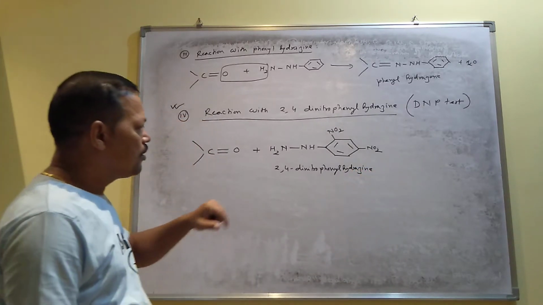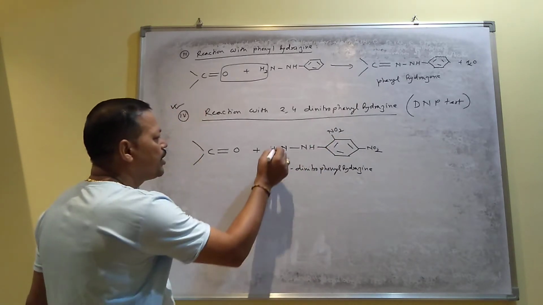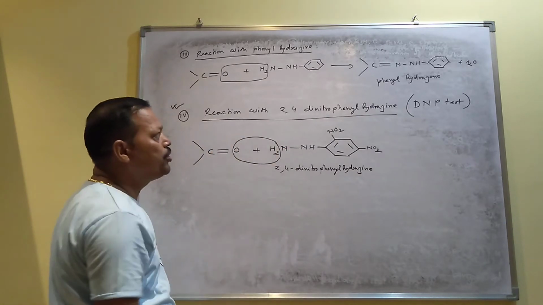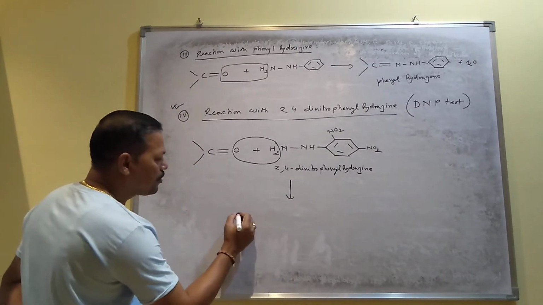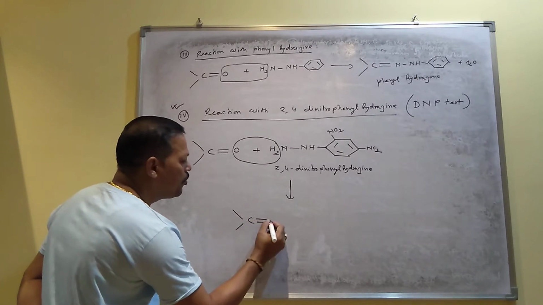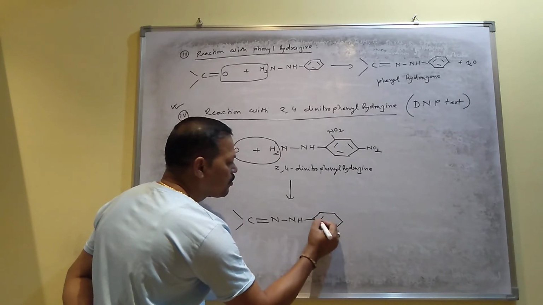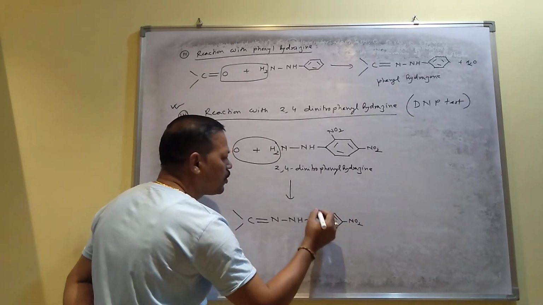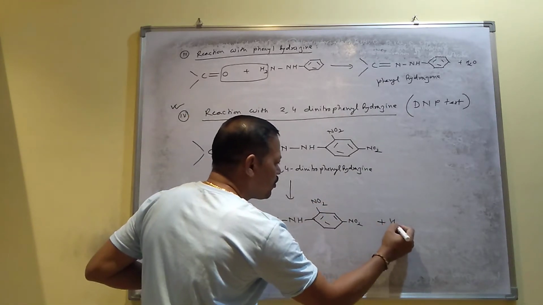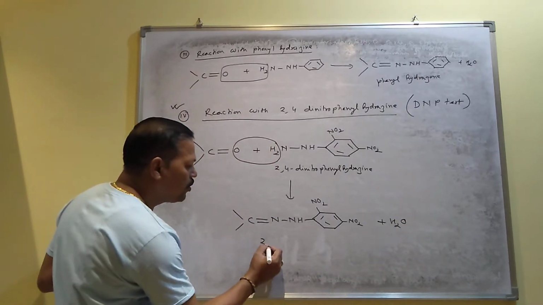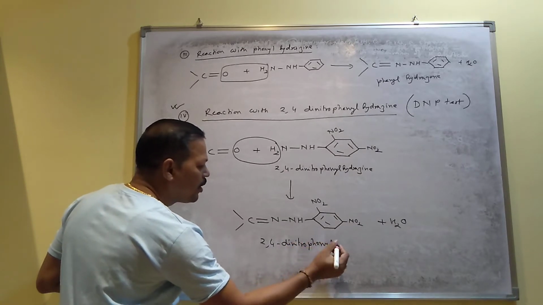When aldehyde or ketone reacts with 2,4 dinitrophenylhydrazine, this is also one example of an ammonia derivative. Here also oxygen combines with hydrogen to produce water, and the remaining part will combine to form the product. I will write the product here: C double bond N NH, then the ring, here an NO2 group, here one NO2 group, side product water, and the product is called 2,4 dinitrophenylhydrazone.